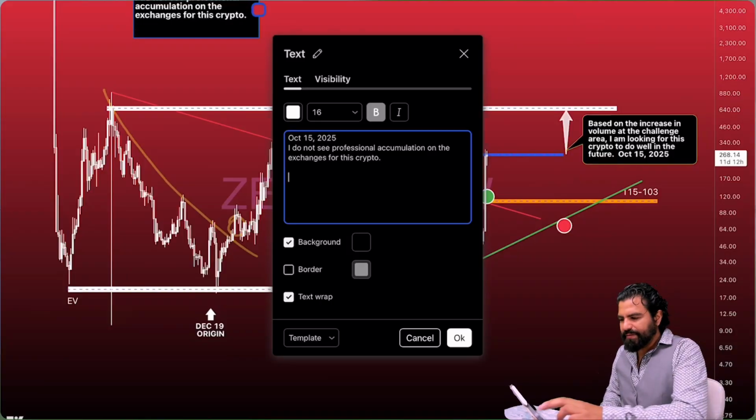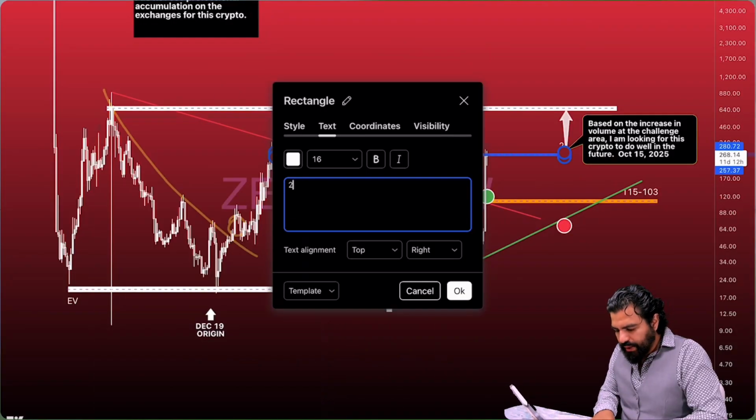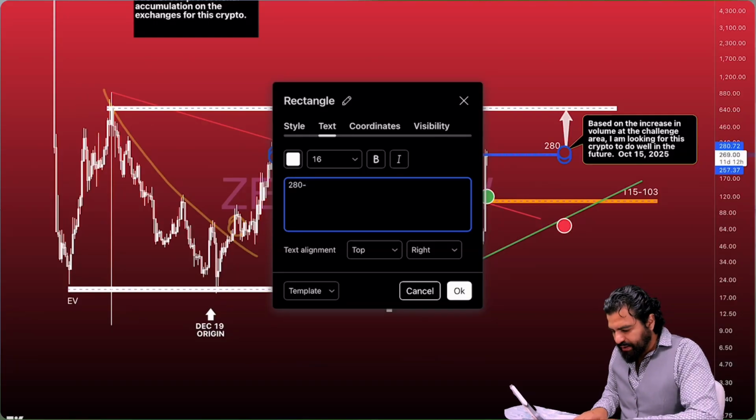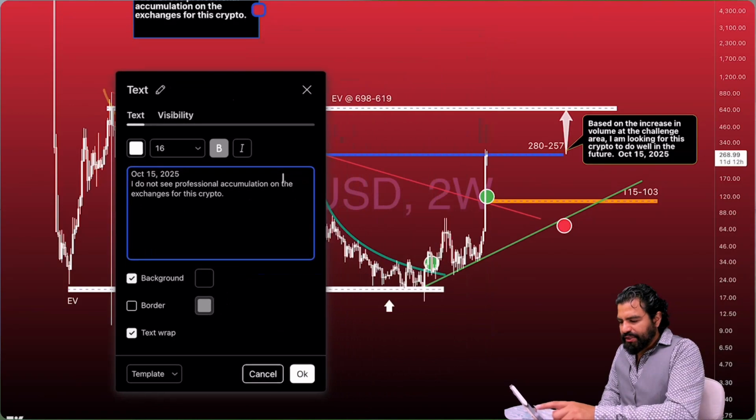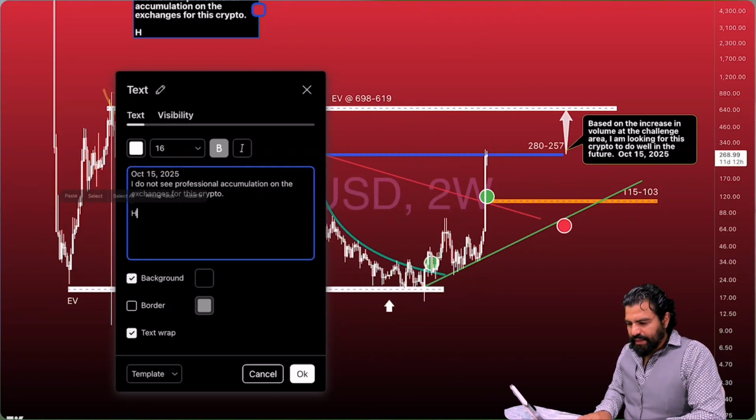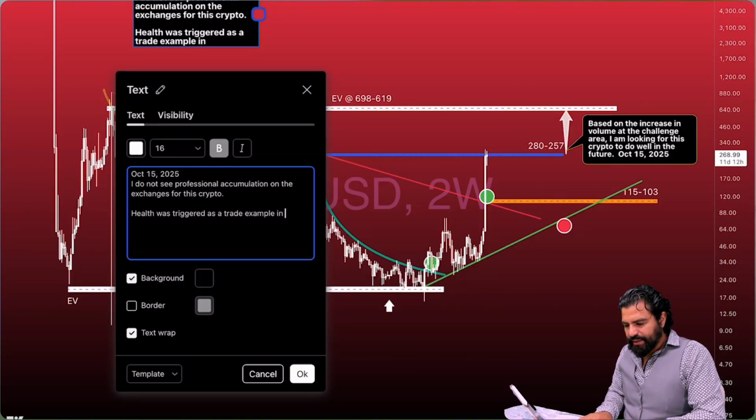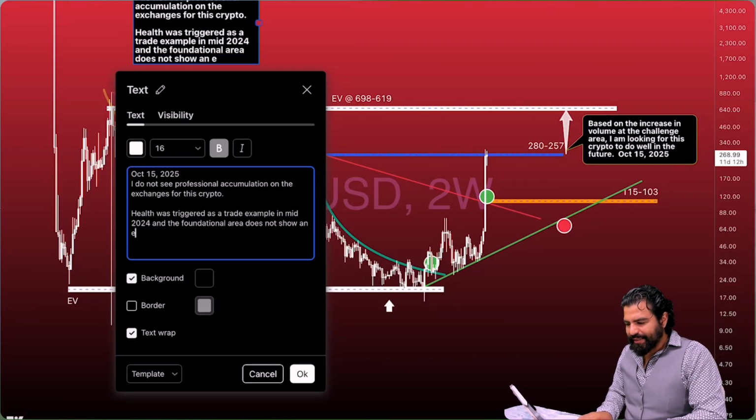And I'll put these in notes. 280, 257. I do not see professional accumulation on this crypto. Health was triggered as a trade example in 2020, in mid 2024, and the foundational area does not show an exit yet. We are not in the next weakness.